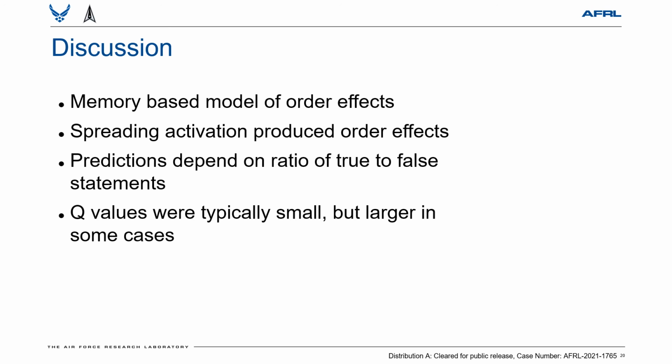In this research, we developed a memory-based model of order effects within the ACT-R cognitive architecture. Spreading activation was responsible for producing order effects. Activation from the chunk retrieved for the first question spreads to other chunks, which changes the probability distribution for the second question. An important finding is that order effects and Q values depend critically upon the ratio of true to false statements for each person. Typically, Q values were small, but were large in some cases, marking a divergence from the predictions of the quantum model.